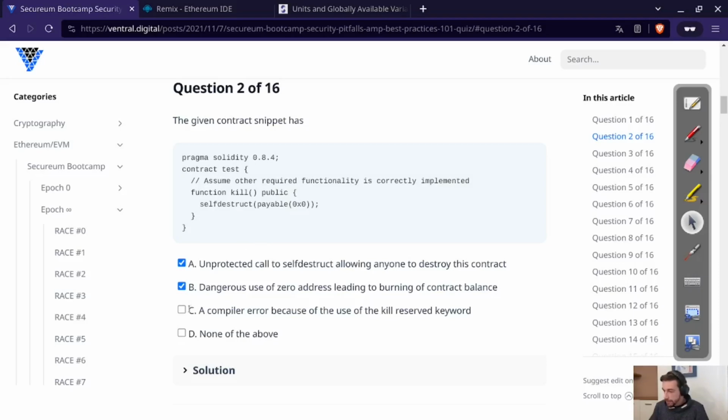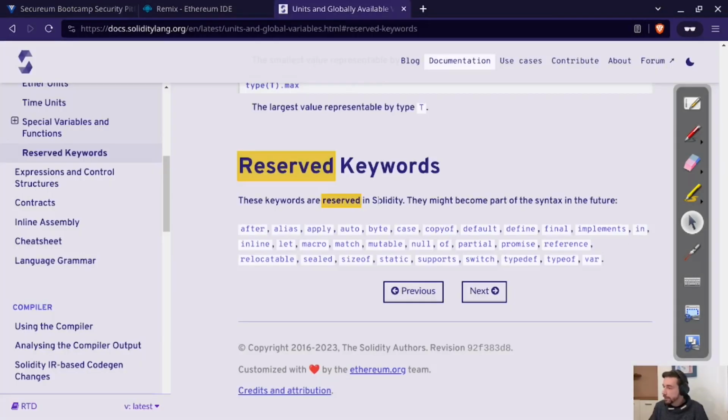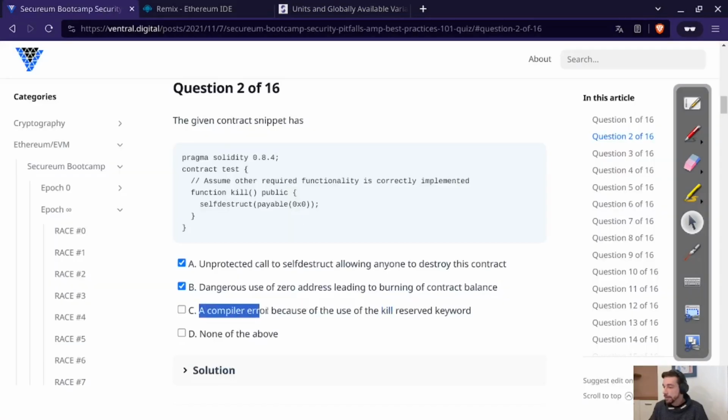And next we have C, a compiler error because of the use of the reserved keyword kill. And there are indeed reserved keywords in Solidity. A lot of them come from things like JavaScript and Python and so on, but there's actually no reserved keyword for kill. So we can use kill without any issue. And there is no compiler error.